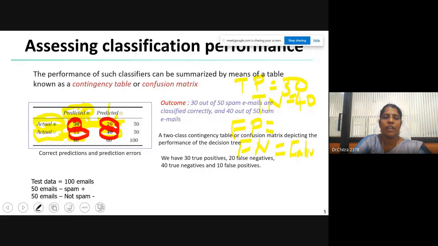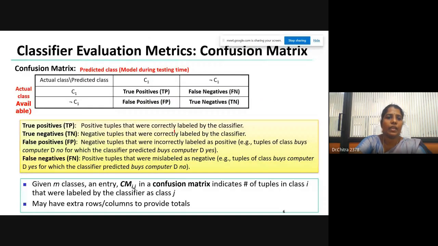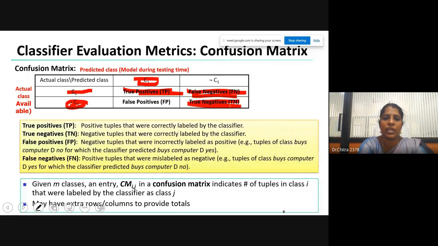These are the values used to find the accuracy, precision, recall, everything. The classification performance is calculated from these terms only. If the actual value is positive and the predicted value is also positive, that is true positive. Actual positive predicted as negative means false negative. Actual negative predicted as negative is true negative. Actual negative predicted as positive means false positive.